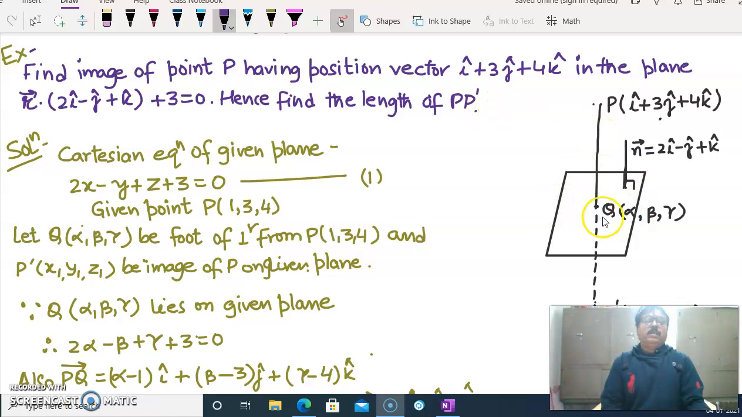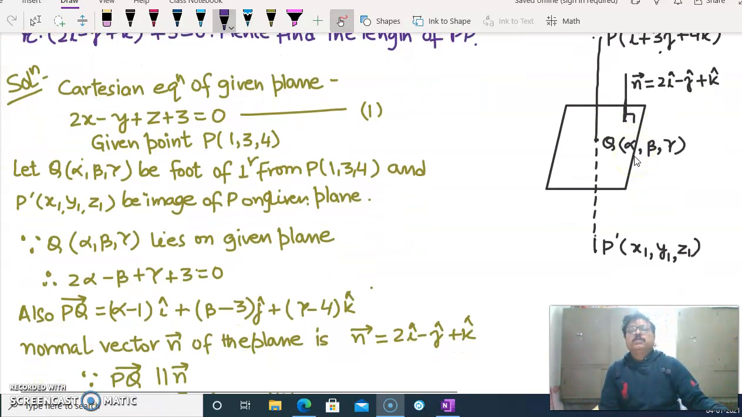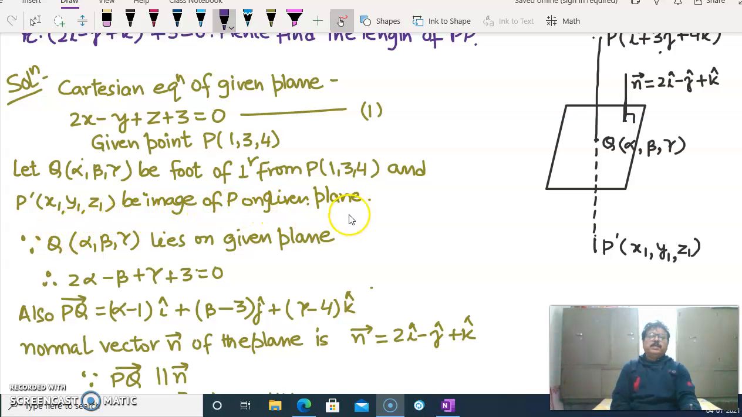So we have drawn the diagram accordingly. Here n vector is the normal to the given plane. So the Cartesian equation of the given plane will be 2x minus y plus z plus 3 is equal to 0, and point P will be (1, 3, 4). Let Q(alpha, beta, gamma) be the foot of the perpendicular from (1, 3, 4), and P dash (x1, y1, z1) be the image of P in the given plane.